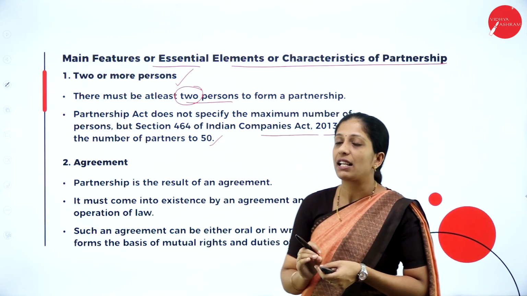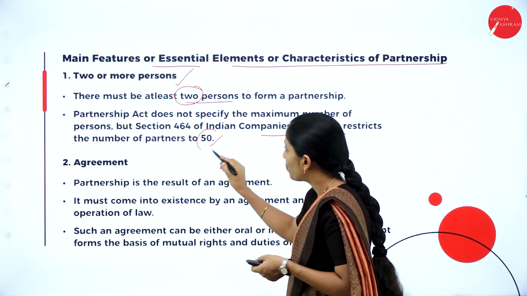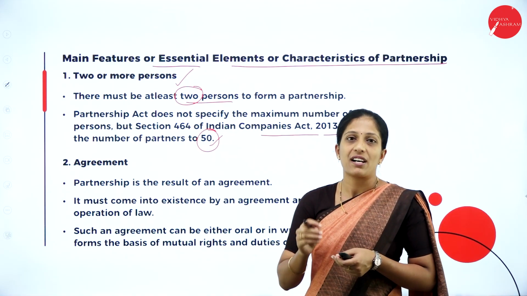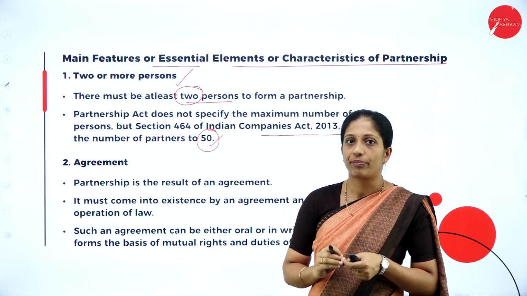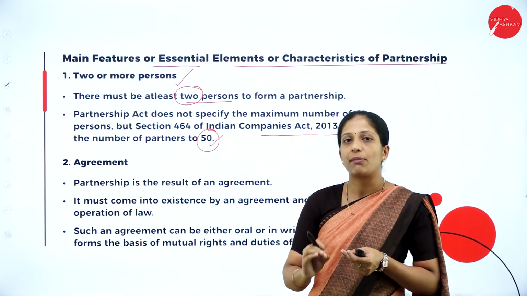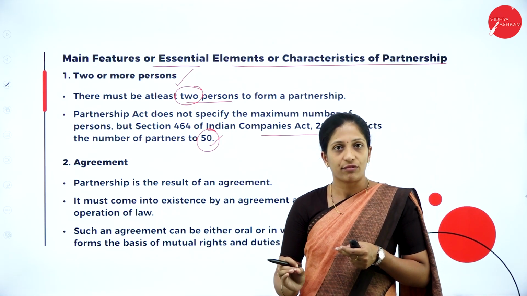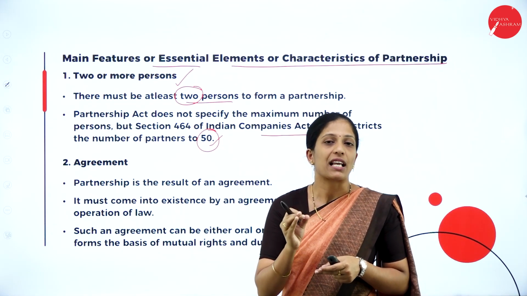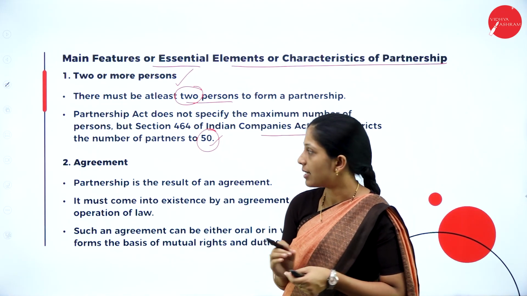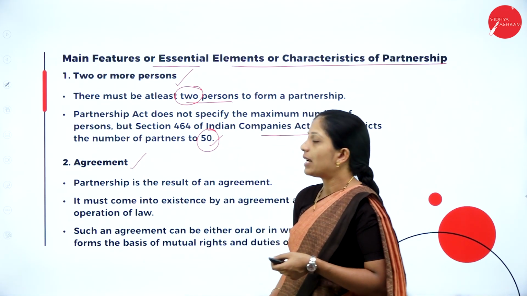But as per the Companies Act, there should be a maximum of 50 persons, or 50 partners, in a partnership firm. Hope you are clear. There should be a minimum of 2, and the maximum is not mentioned in the Partnership Act, but as per the Companies Act 2013, there should be a maximum of 50 partners. Now coming to the second one, agreement.